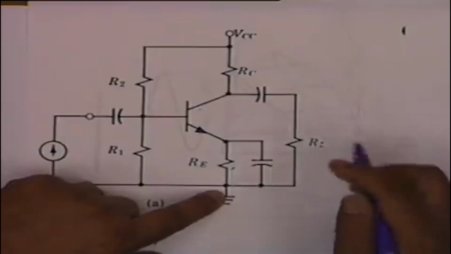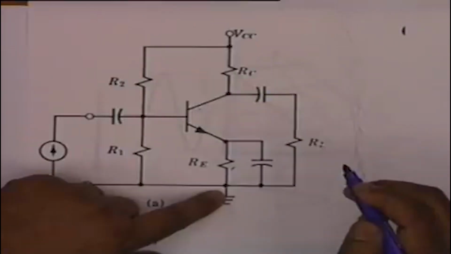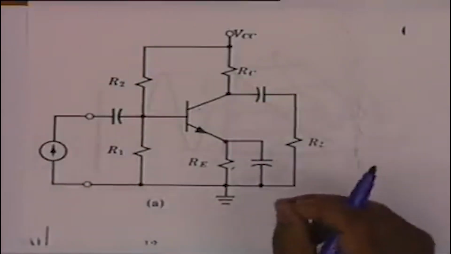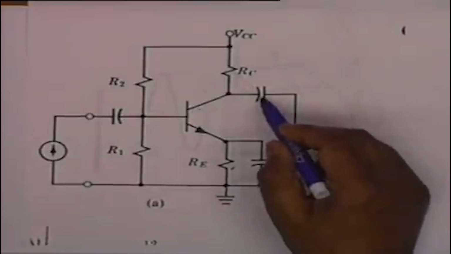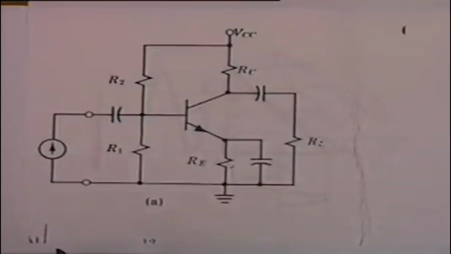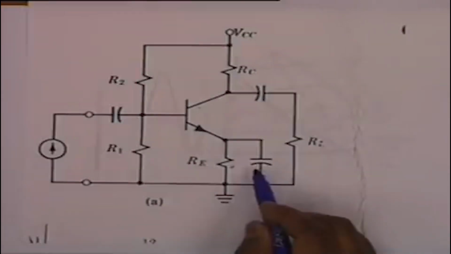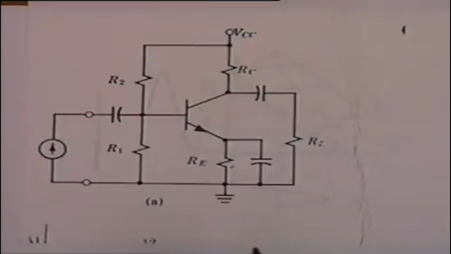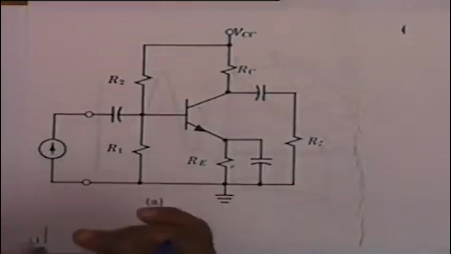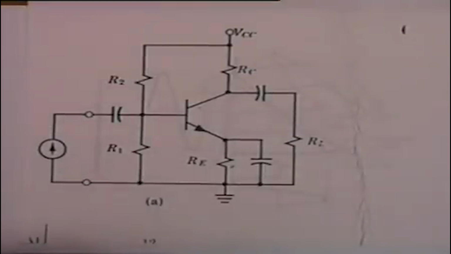Is that okay? The three capacitors, do you understand this? Pardon me? Blocking capacitor is this one and this one. They block DC. But this is called a bypass capacitor. Now you should understand, it also creates complication. It's not as simple as we have presented here.